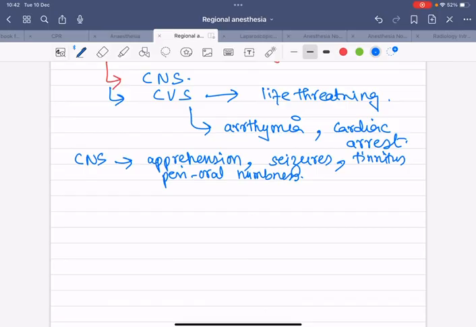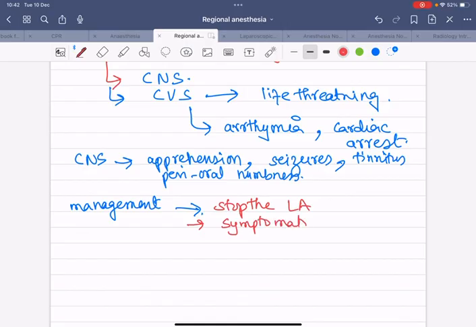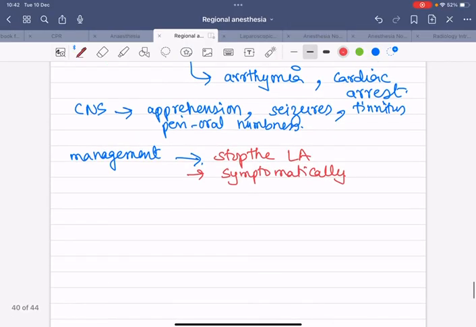Okay, so how are you going to manage this patient? So management is, please remember, number one, stop the local anesthetic drugs, manage the patient symptomatically. If patient is having cardiac arrest, give CPR to the patient. And CPR, please remember, if patient is having no breathing, no pulse, then you have to give CPR to the patient.